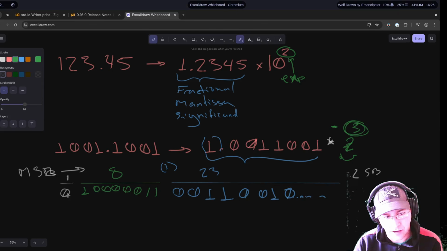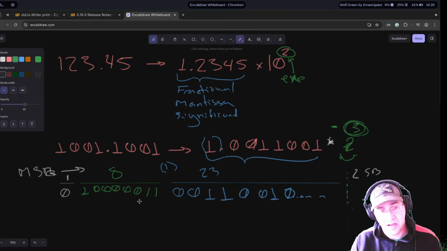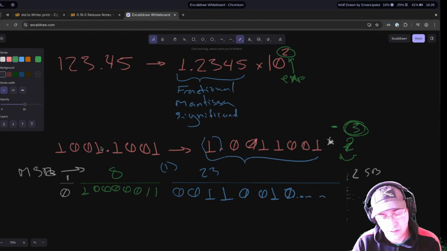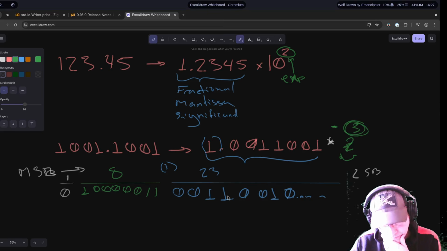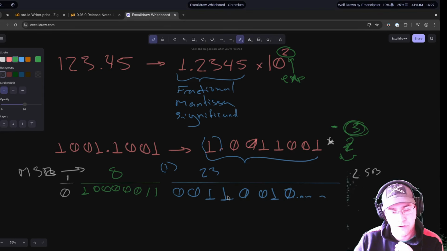So this is how the number would be encoded: 0, 1, 0, 0, 0, 0, 0, 1, 1, 0, 0, 1, 1, 0, 0, 1, 0, and everything else is zeros after that, right? And that is how you could take some binary number that you can write and encode it into a floating point, a 32-bit floating point number.